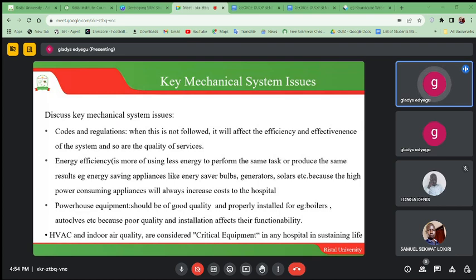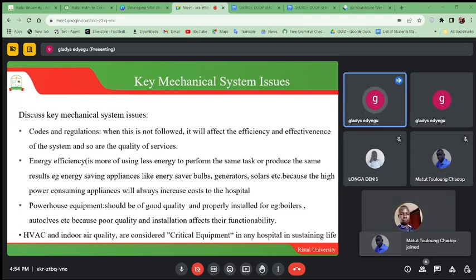Energy efficiency is more of using less energy to perform the same task or produce the same results. For example, when you use energy saving appliances, these days people are focusing on using energy saver bulbs, which don't take a lot of power but help to save electricity. So that is what we can relate to energy efficiency. You are able to use some equipment or appliances in the same way that you can use the other ones that can take a lot of power.